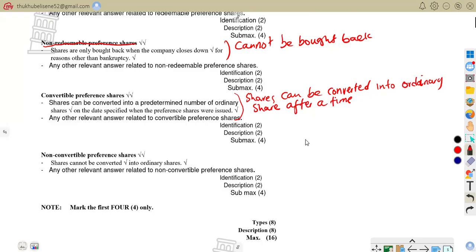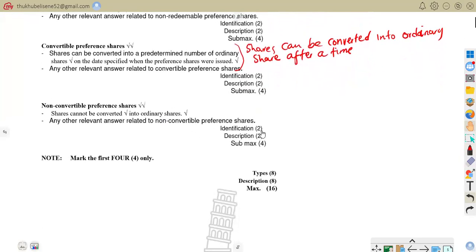So we can say 2026 preference shares are convertible into 100 ordinary shares. So it's possible. Here it says shares can be converted into a predetermined number of ordinary shares on the date specified when the preference shares were issued. So that is that. So this one was convertible preference shares.